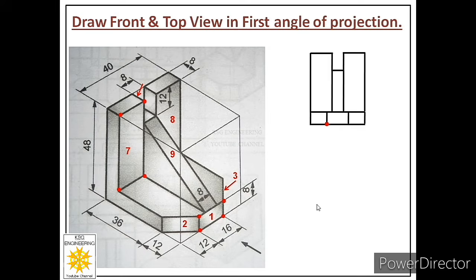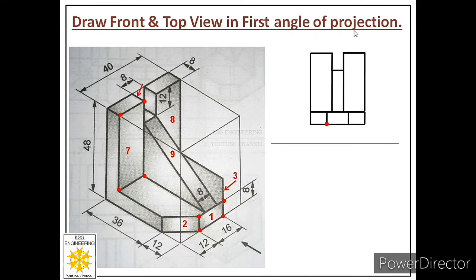Now what is the next step? The next step is we should draw a reference line below the front view by leaving 1 row gap or 2 row gap. That means 10 millimeters or 20 millimeters. It's up to you depending upon the space you have on your grid sheet, but the minimum gap should be 10 millimeters. Why are we drawing this XY line below the front view?